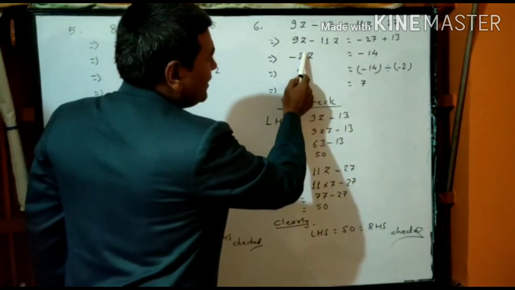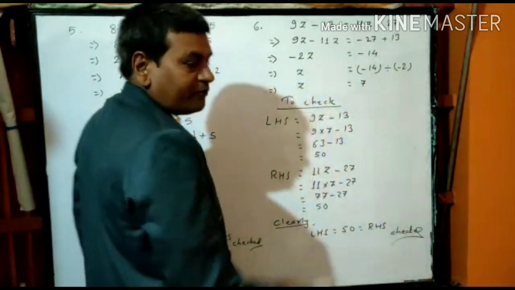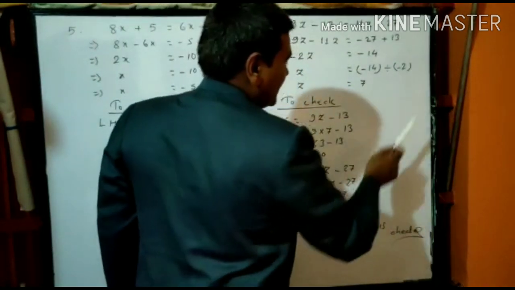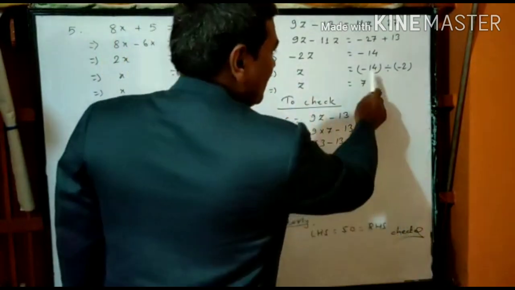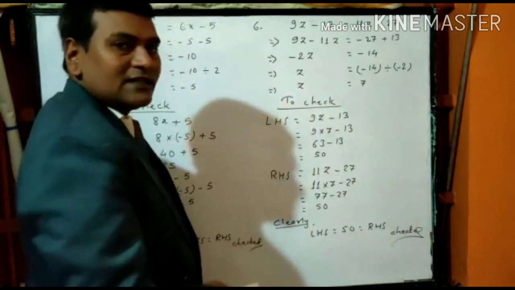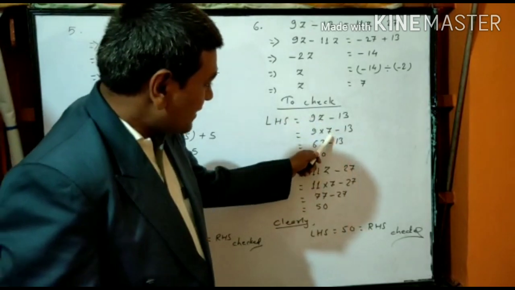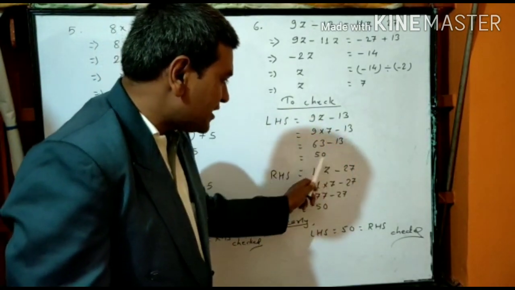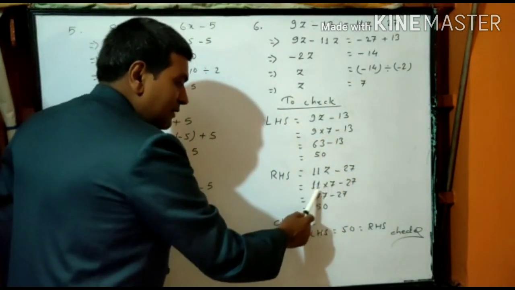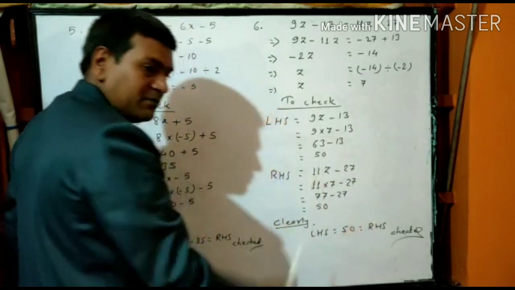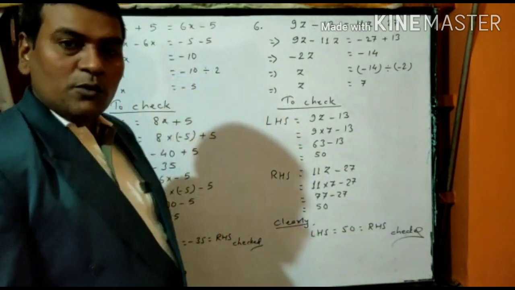Now z is multiplied by minus 2, so minus 14 will be divided by minus 2. Multiplier becomes divisor. Both are negative, so their quotient will be positive. 14 divided by 2 is 7. Now let's check it. Left hand side is 9z minus 13. z is 7. 9 7s are 63. 63 minus 13 is 50. And right hand side is 11z minus 27. 11 7s are 77 minus 27, it is 50. So left hand 50, right hand 50. Both are equal. I hope you got it.